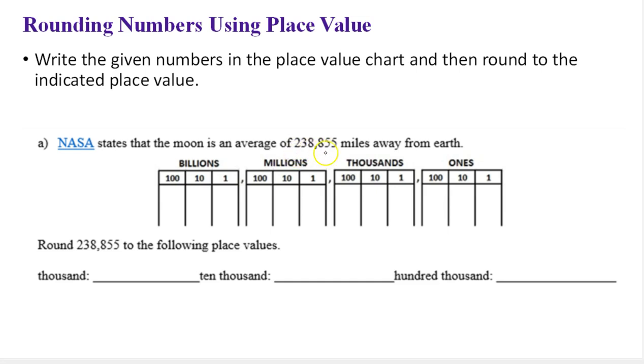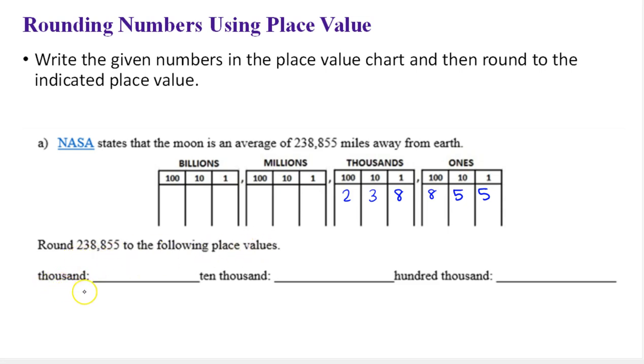Notice we have two groupings of 3 separated by a comma, so that means we're going to use the rightmost groupings. So the 238 is in the thousands subgroupings. And we have 3 digits, so we're going to start all the way to the left. 238,855 ones.